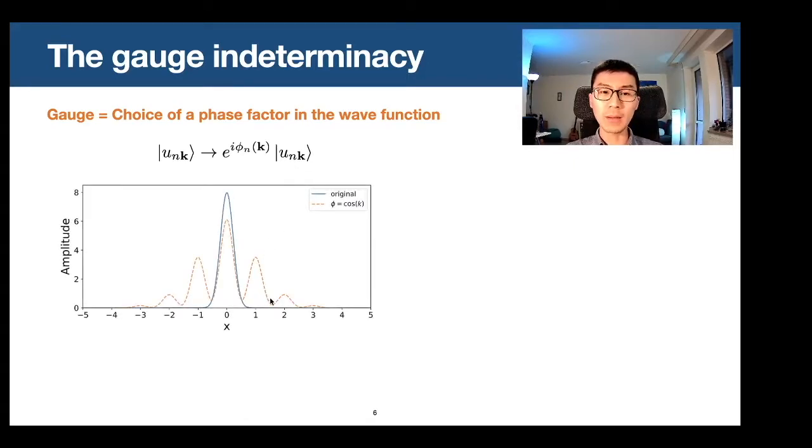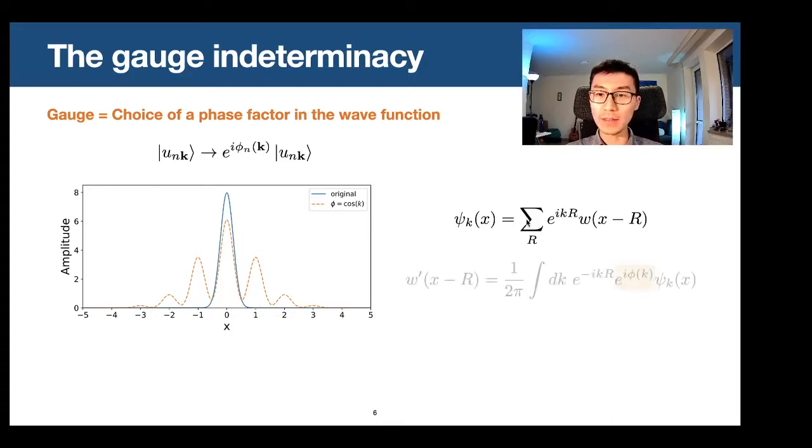So what I'm going to do is start from the original Wannier function, and I construct a Bloch function like this. And I'm going to transform back to real space. But instead, I'm going to transform with a phase factor like this. And I define phi equal to cosine k in this example. So the final result is this one. For the Wannier function localized at 0, it is quite localized, but there are more features, like it's more wiggly and it's a bit more spread.